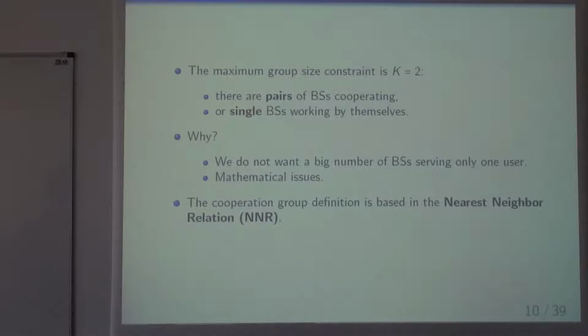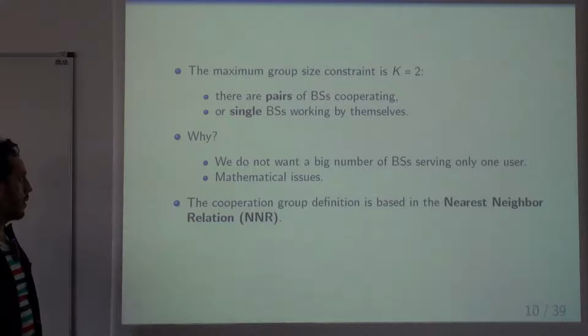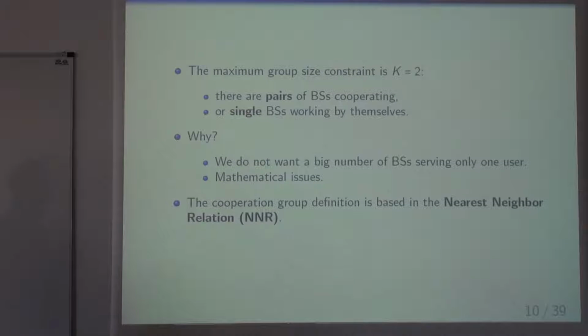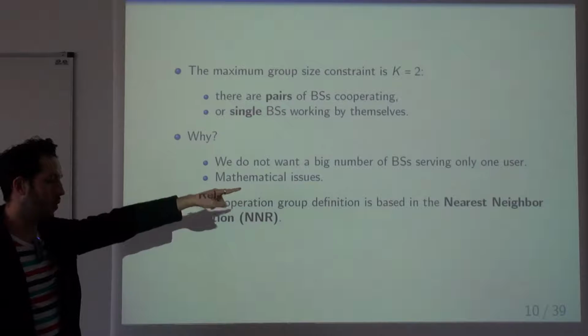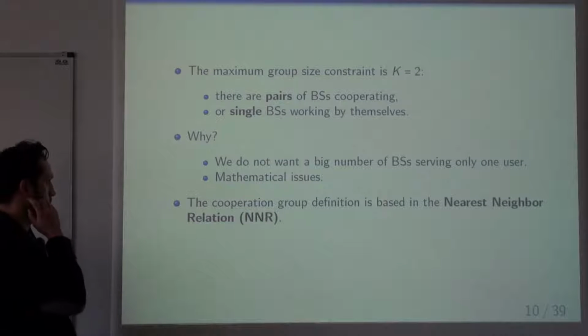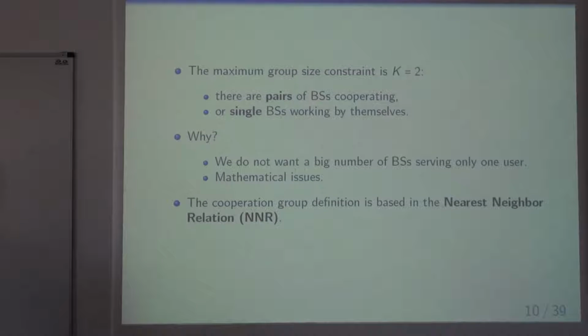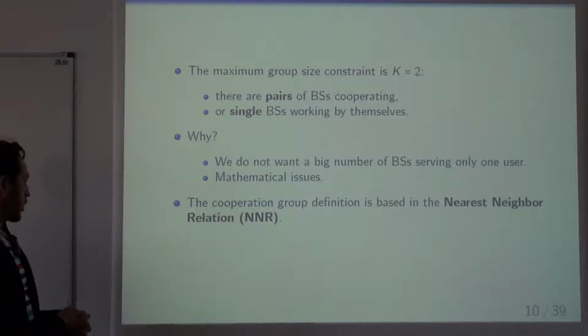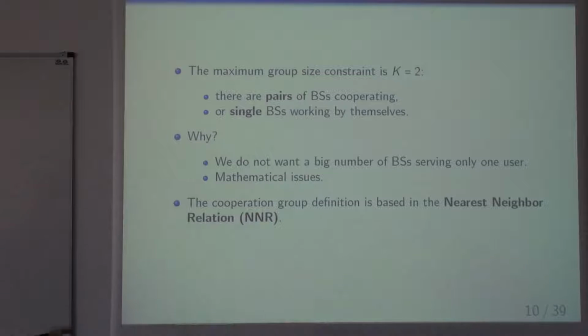In this work, we bound the maximum group size by 2, so we only have pairs of base stations cooperating or singles. Why? Well, we bounded because we don't want a big number of base stations serving only one user, and we bounded by 2 because of some mathematical problems. And the cooperation group definition is based on the nearest neighbor relation.